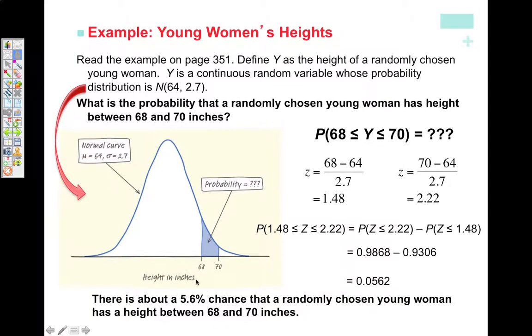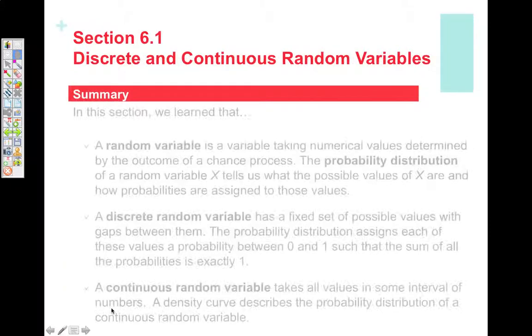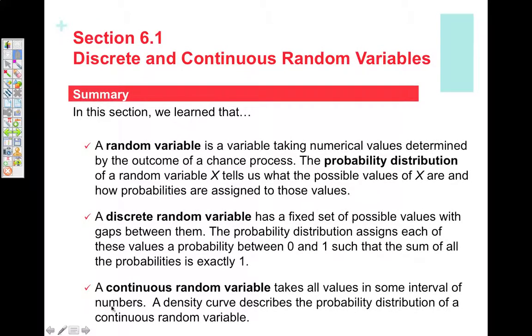So what does this mean? It means that there's a 5.6% chance that if we randomly choose a young woman, she will have a height between 68 and 70 inches. And that's the end of 6.1. We now have looked at how to find the mean and standard deviation for both discrete and continuous probability distributions. And we've also looked at what a probability distribution is. Now, one thing to notice, the last thing I want you to take away is almost nothing in this section was new. This is all uses for what we've done in the past. Keep that in mind as you're working through these problems.